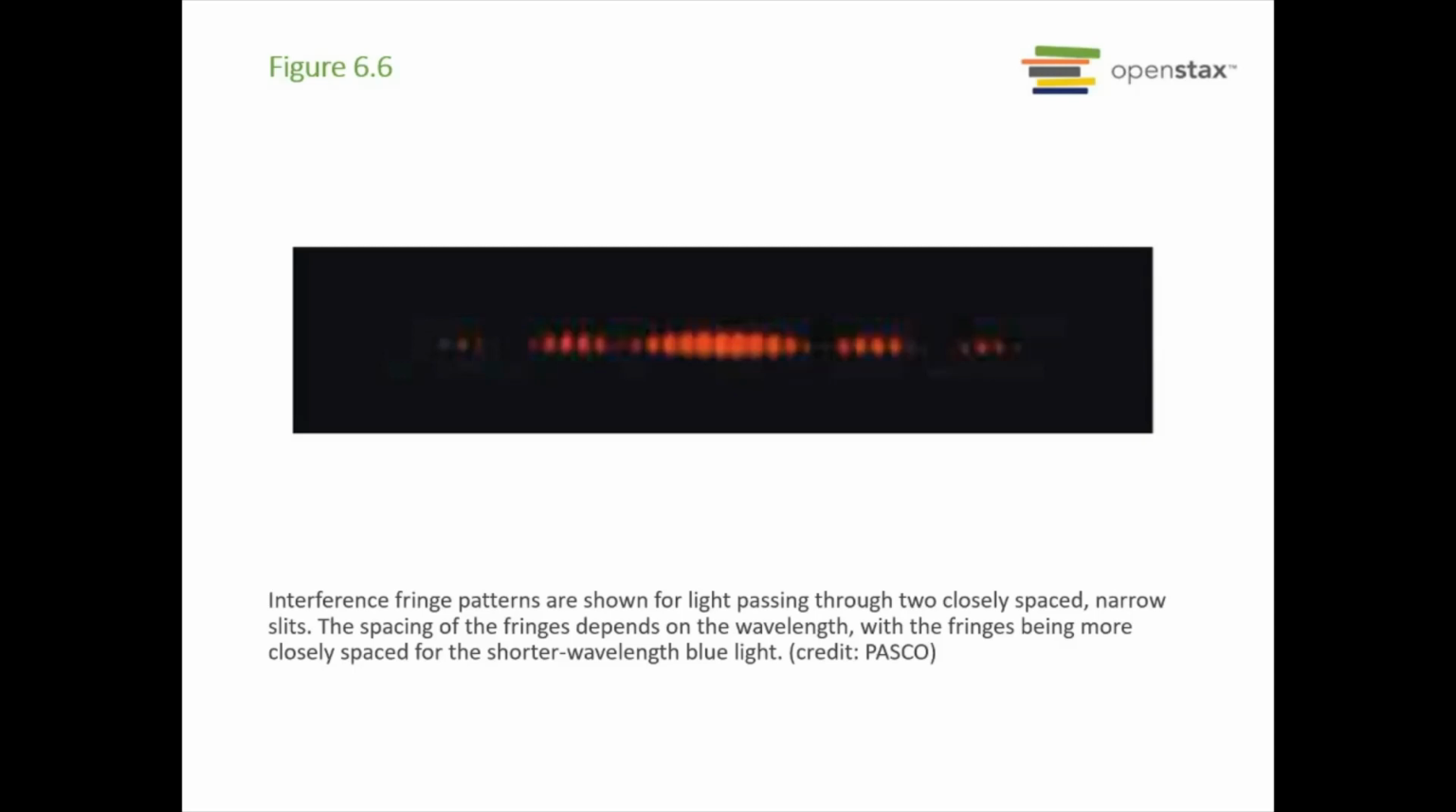Here's a much better picture showing what I was trying to show you. Passing light through double slits. So these bright ones are showing the constructive interference, and then those dark spaces you see are the destructive interference.